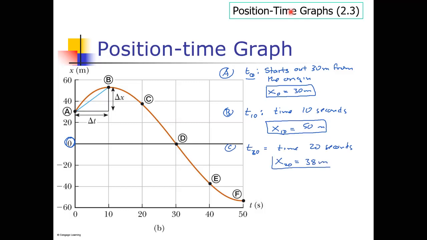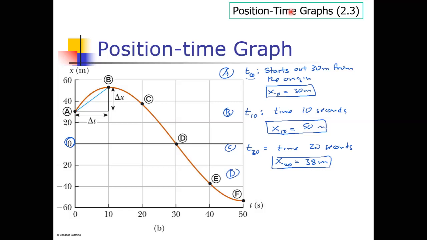The object started out at 30 meters, moved 20 meters away, and then turns around, because now at 20 seconds he is at 38 meters, which is closer to where he started out. He's only about 8 meters away from where he started out. So the object started out at 30 meters, moved 20 meters away, turned around, and then comes back towards where he started out. All right, let's take a look at point D, and let's continue on with this.